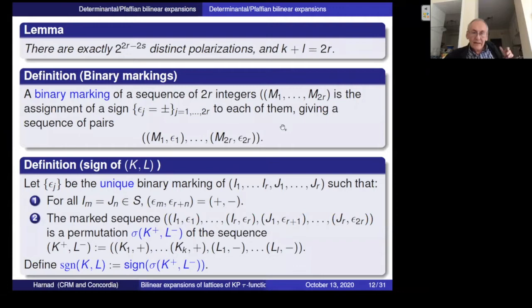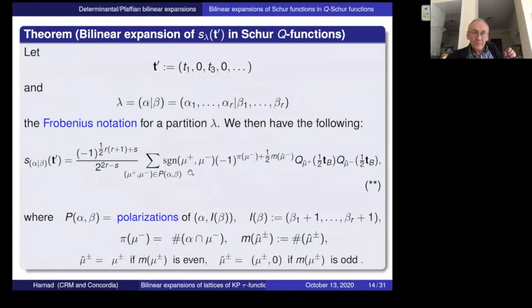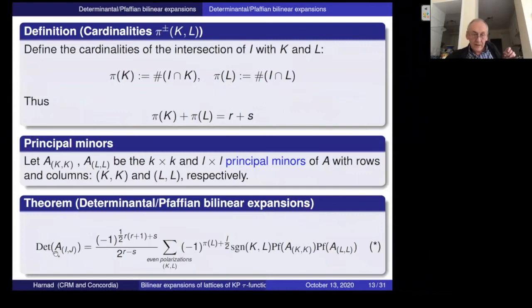Now, I'm introducing something which makes it easy to say the identity. I'm heading towards an identity. Let me show you the identity. It's this identity here. I'm going to be looking at the determinant of the submatrix of A, whose columns and rows are I and J. And I'm going to express it bilinearly as a finite sum over products of Pfaffians of the principal submatrices in which the same rows and columns are chosen, K and K, L and L. So this is the identity that I'm heading towards. And that is what really was the subject of my March talk.